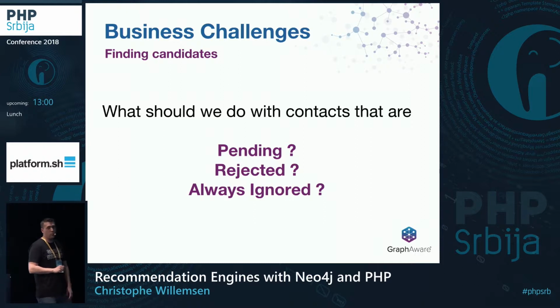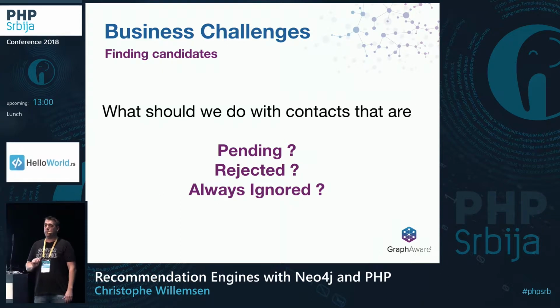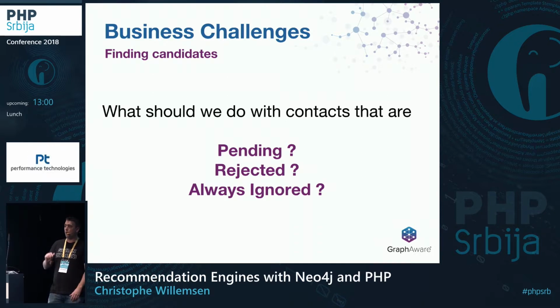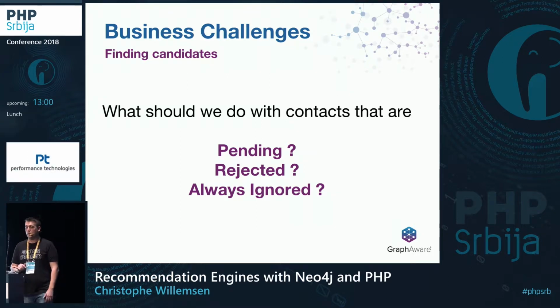Lastly, what should we do with contacts that are pending? So people that already made a connection. You know that you asked for it, so do we have to recommend people you already asked a connection to? Do you want to recommend people you rejected? So if I say, no, this one is spam, I don't want you to recommend this to me again.